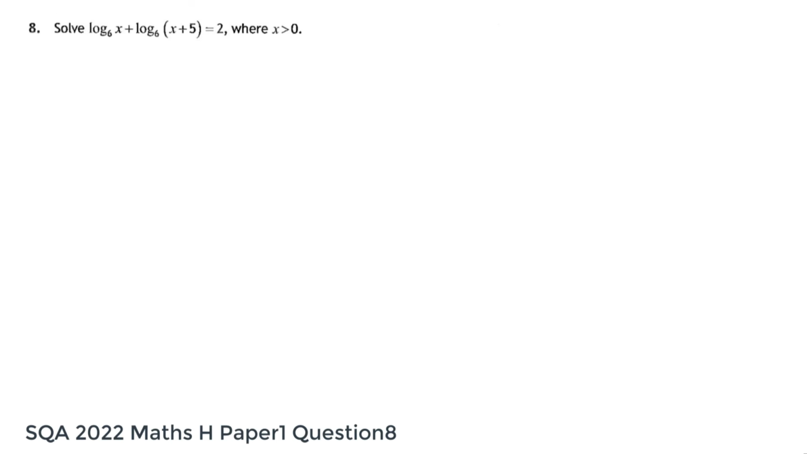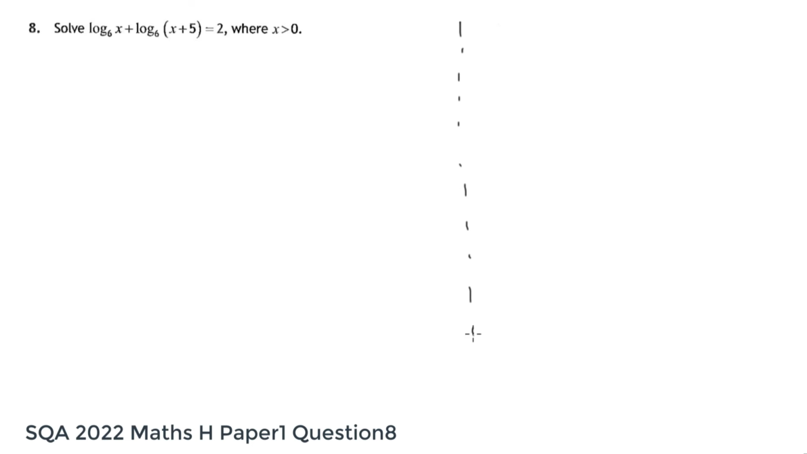So this is question 8. And we're asked to solve this log equation. Got a sum of two logs. Notice they're the same base, so the laws of logs can be moved in there to simplify things. So sum of two logs equals 2. We're told x is greater than 0, and that will become important towards the end of this question.